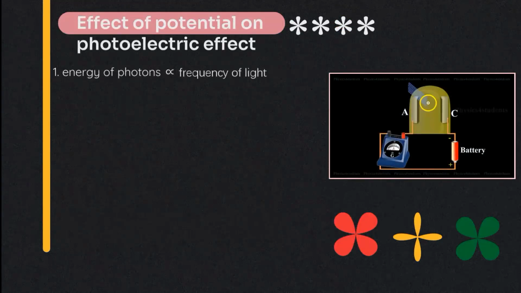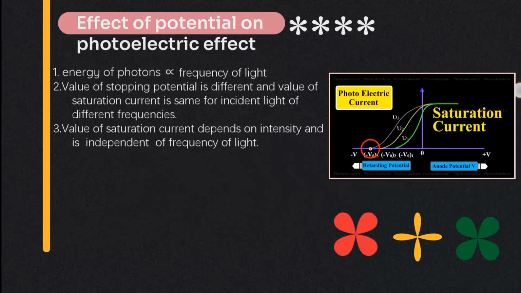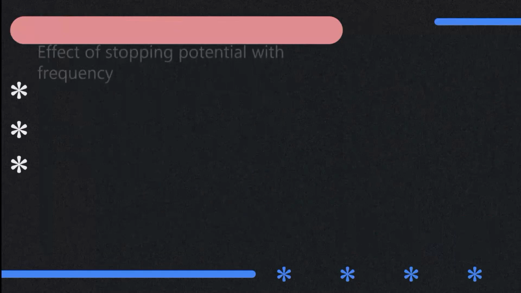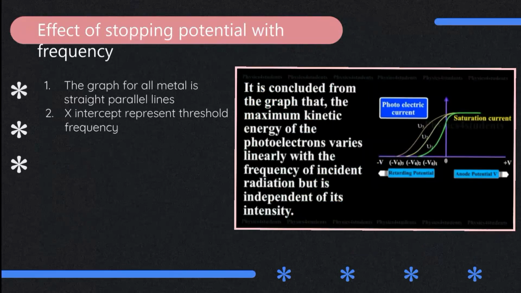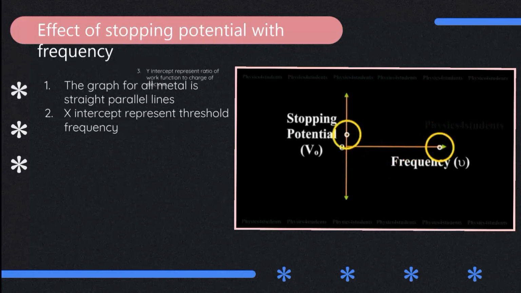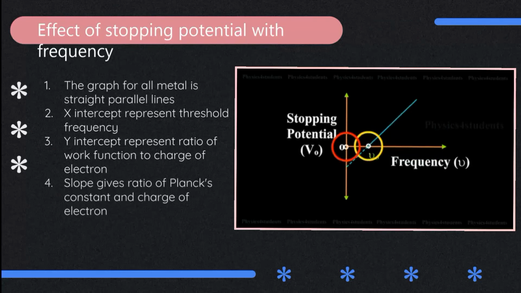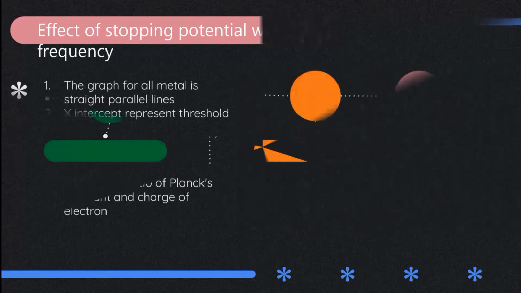If light of the same intensity but of different frequency is made incident on the emitter, we get the graph as shown below. Here we have different values of stopping potential but the same saturation current. The graph between stopping potential and frequency does not pass through the origin. It shows that there is a minimum value of frequency called threshold frequency, below which photoelectric emission is not possible, however high the intensity of incident light may be. It depends on the nature of the metal emitting photoelectrons.